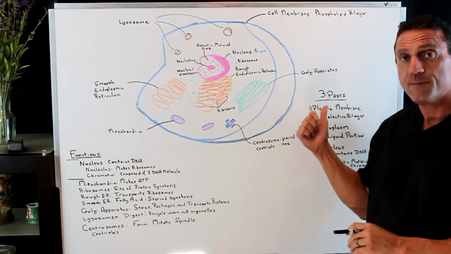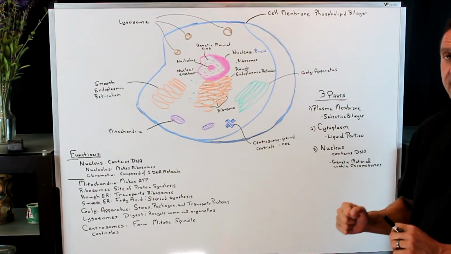Okay? So the three parts of the cell, remember, are the plasma membrane, cytoplasm, and nucleus.